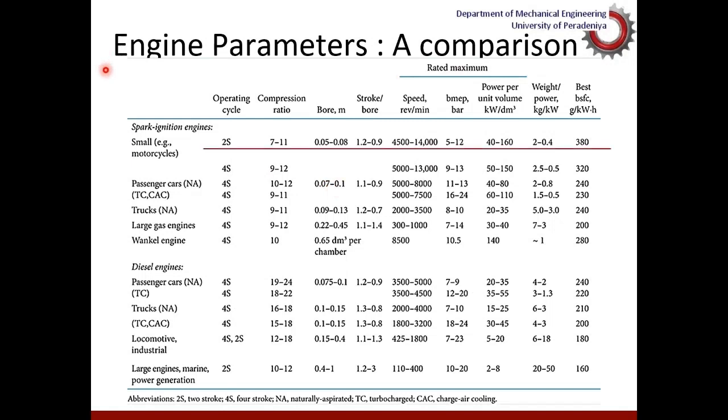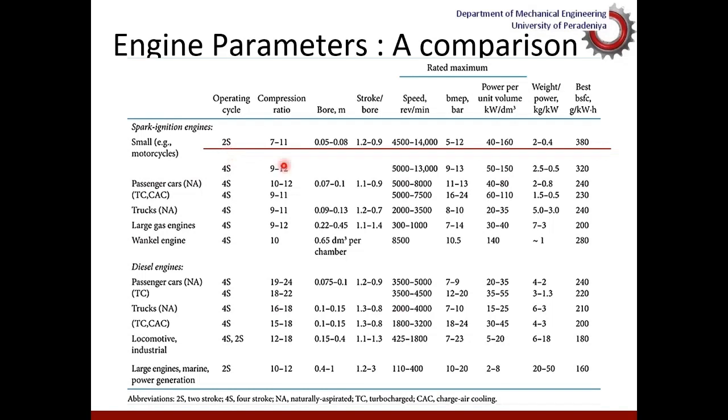For example, if you look at spark ignition engines, small motorcycle engines, they can be two-stroke. Two-stroke motorbicycle engines are banned in Sri Lanka at the moment. You can't import, but still we find two-stroke engines on the roads.